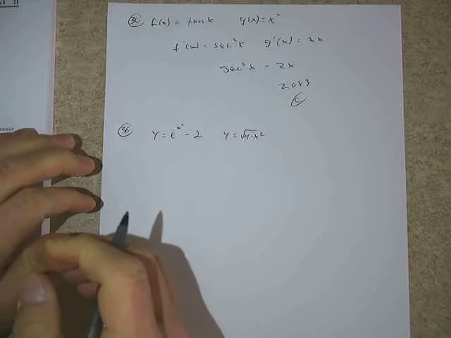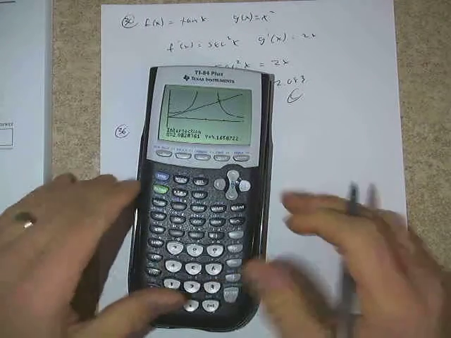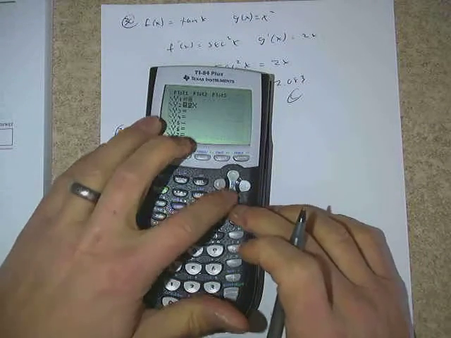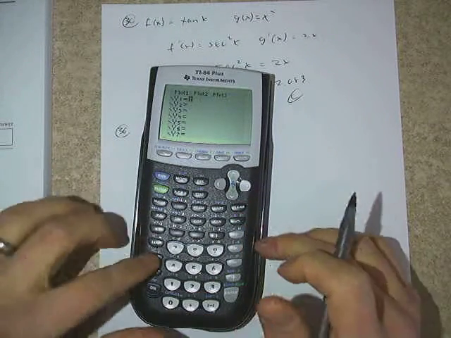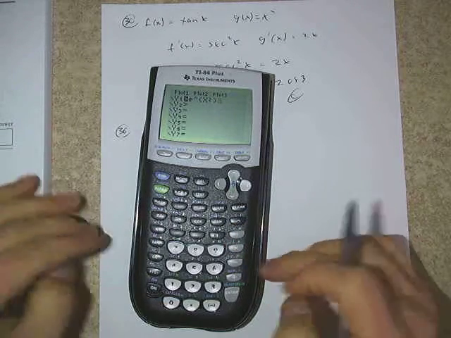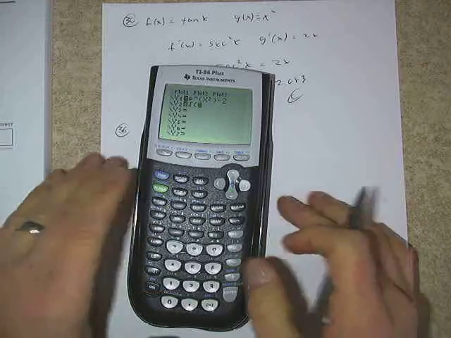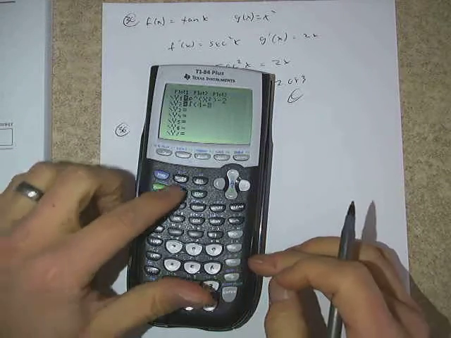Okay, on 36 we have two functions, e to the x squared minus 2 and 4 minus x squared, and we want to know the area enclosed by these two graphs. Okay. So once again, calculator problem. We graph these two, check it out, see what we got here. We got e raised to the x squared minus 2, and then square root of 4 minus x squared.